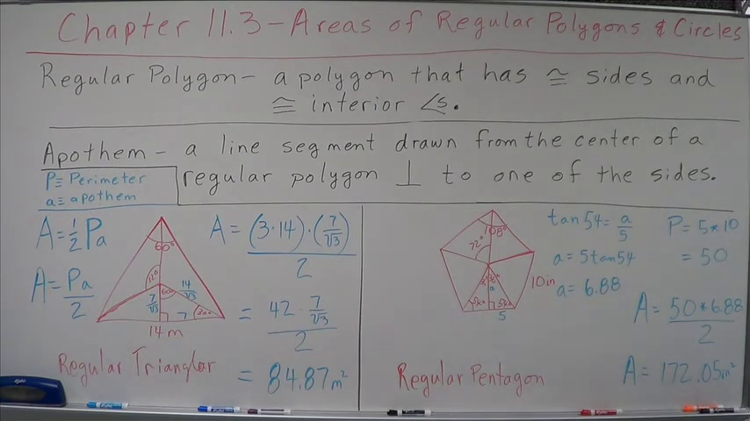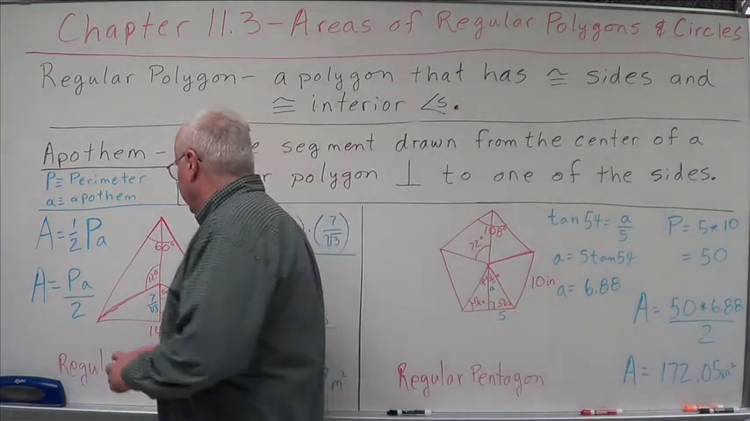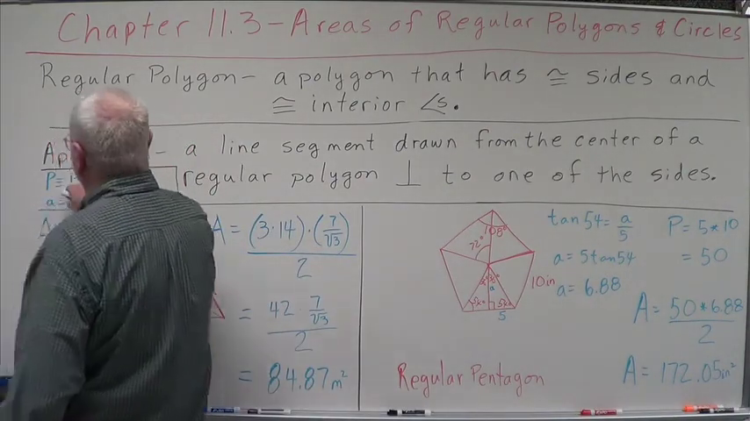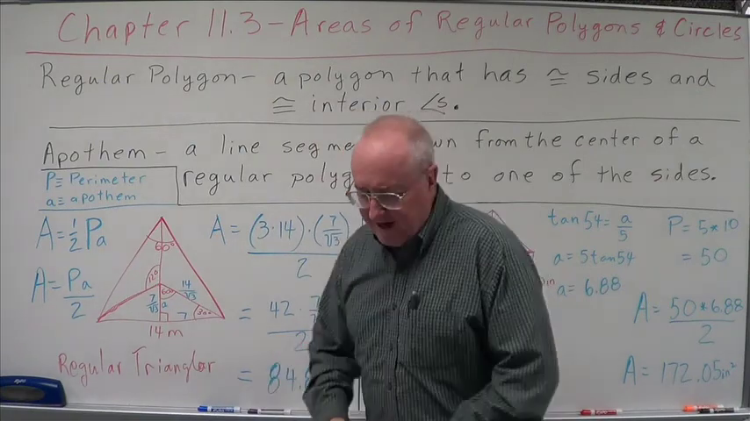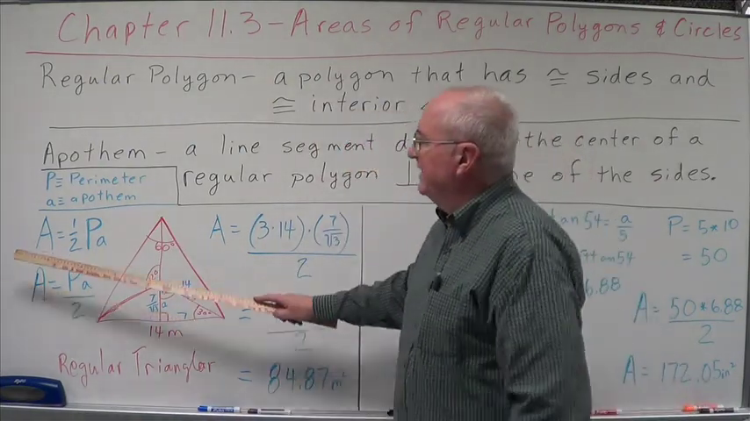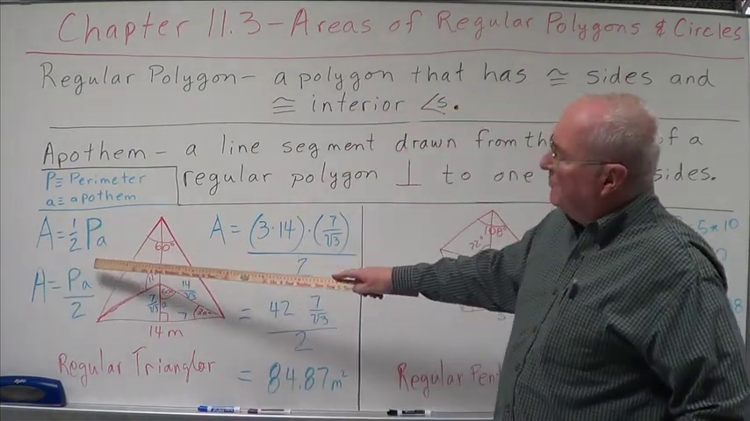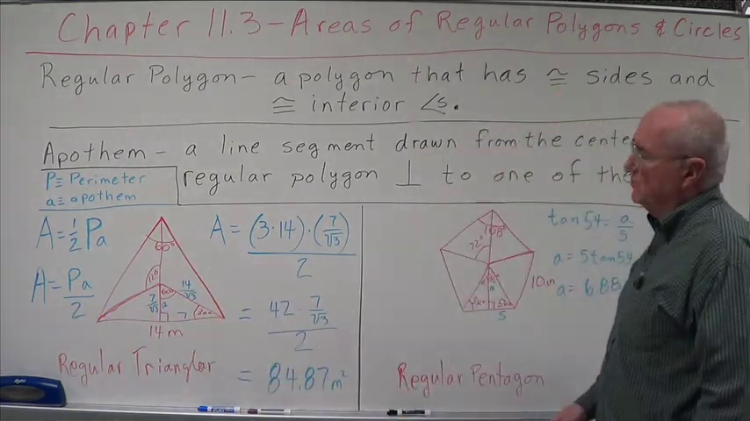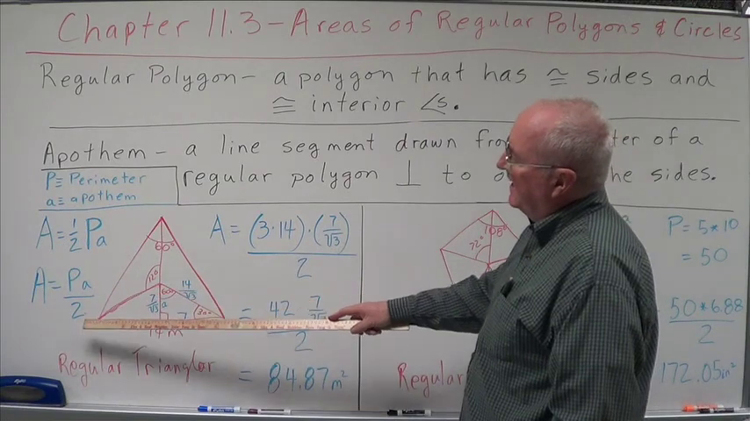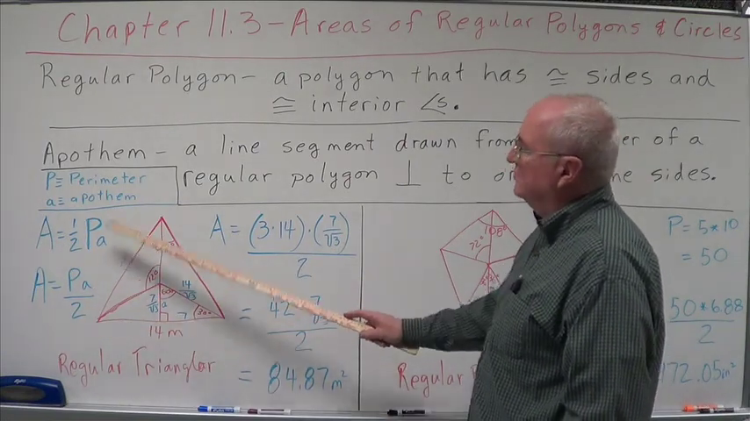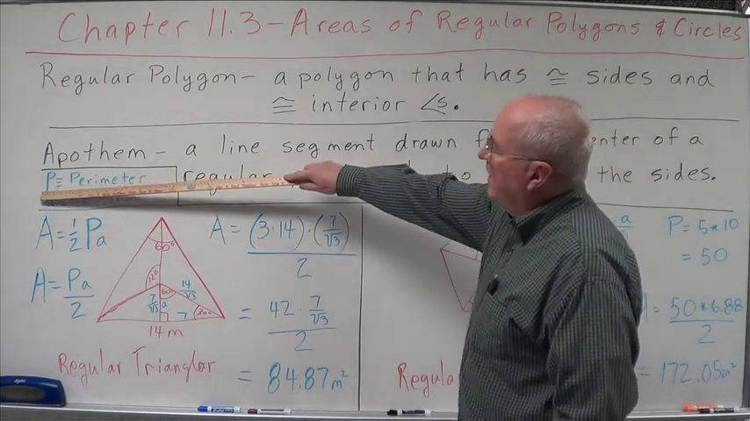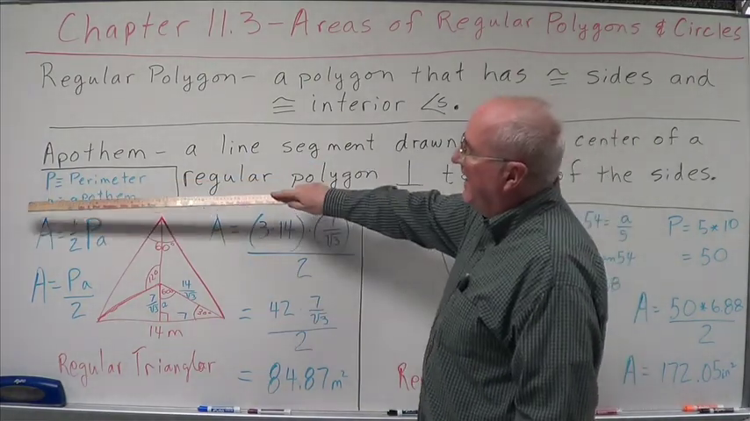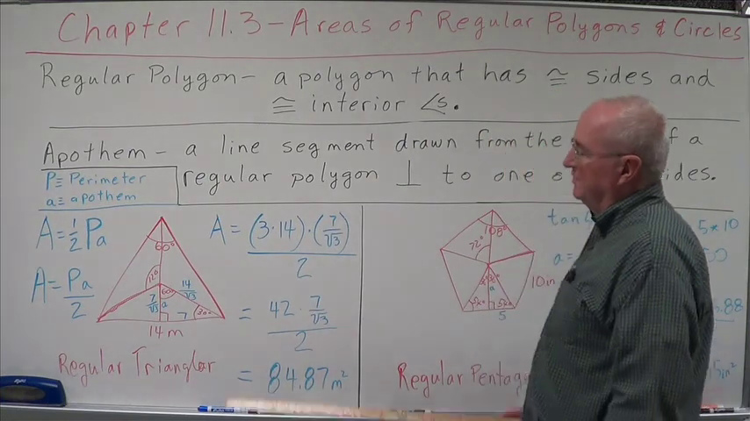Okay? Now let's identify this thing. Perpendicular to one of the sides. And I'm going to call it little a. And in this equation we have the area is equal to 1/2 capital P times small a, or the area is equal to capital P little a divided by 2. Pick which one you like and go from there. Where capital P stands for the perimeter of the regular polygon and a stands for the apothem.